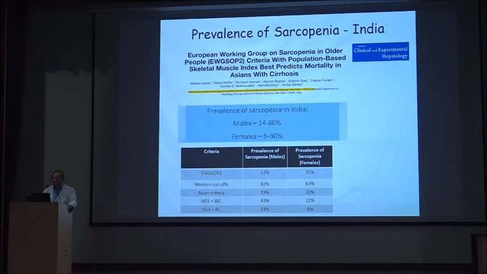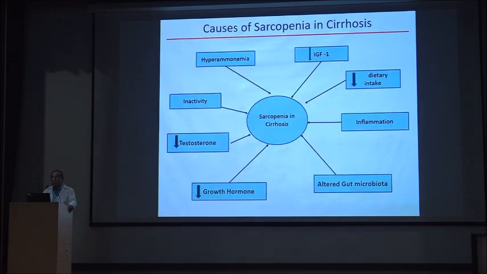So prevalence varies, and if we apply different criteria, it varies from 52 to 35%, and if we apply Asian criteria, it is 19% in males and 20% in females, according to our own data.